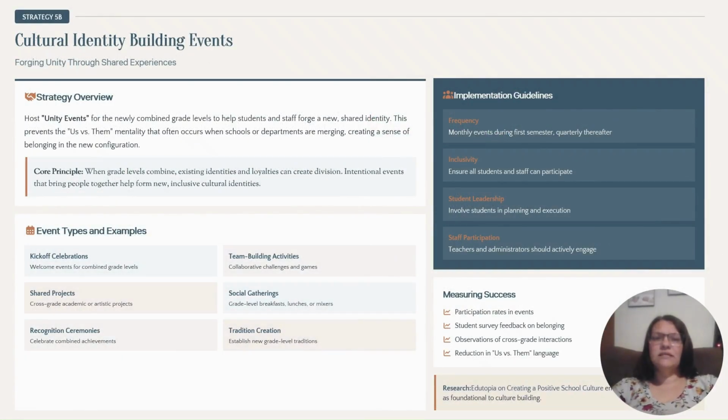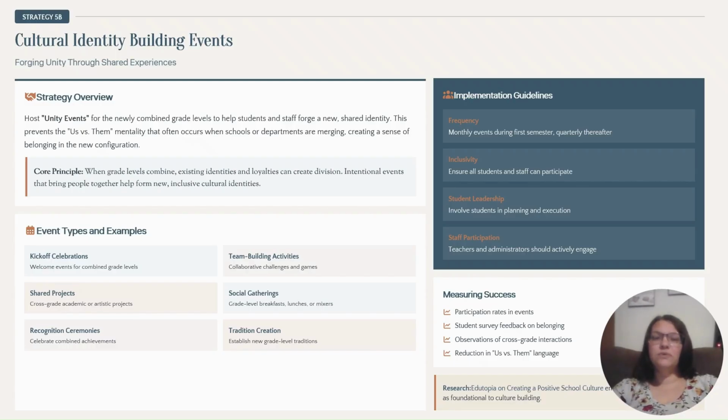The second part of this is looking at the culture. When we address culture and identities through unity events or identity building events, we look at the grade level combines. Existing identities and loyalties can create real division, the us versus them mentality. Host intentional events for your newly combined grade levels to help students and staff forge a new shared identity. This prevents the fragmentation that often occurs when schools merge and creates a genuine belonging in the new configuration.